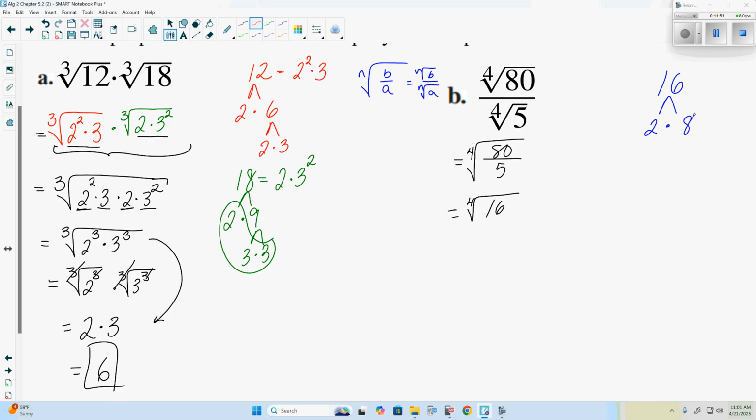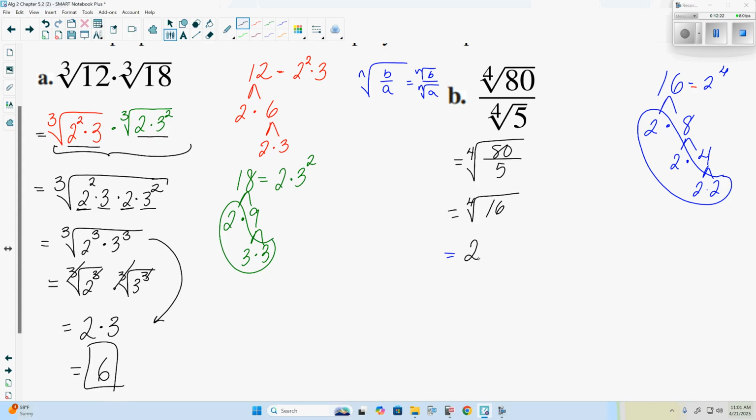And 2 does work. It's 2 and 8. Well, 8 is 2 and 4. With 4, we have 2 and 2. Well, 2 is prime, so we're done. Telling us the prime factorization of 16 is 2 to the 4th. Which is nice for us here because it tells us that the fourth root of 16 is 2.